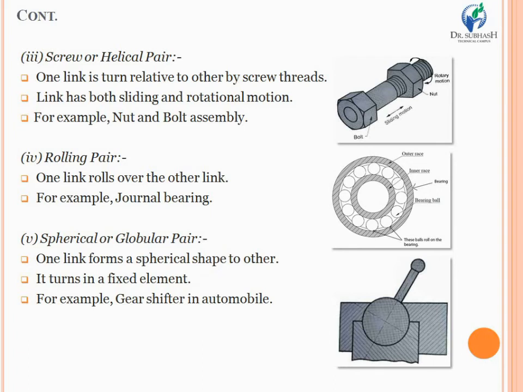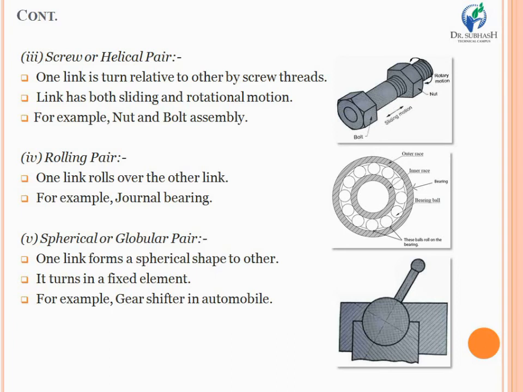For example, if you are taking a roller ball bearing in which the balls roll with respect to the outer and inner race, in that manner you can have the rolling pair. If you are taking a journal bearing example, it's very common to understand the rolling pair.